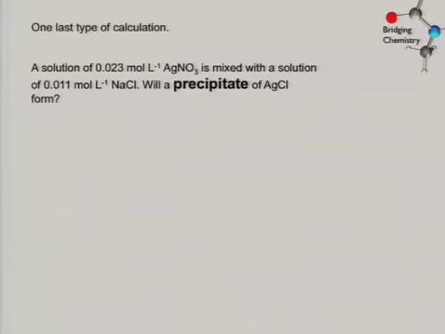Right? So, the question might go like this. If you have a solution of 0.023 mole per litre silver nitrate, and you mix it with a solution of 0.011 moles per litre sodium chloride, will you form a precipitate of silver chloride or not? Right? Because it won't always happen. Even though you've got silver ions and chloride ions there, you won't necessarily get a precipitate. But it's oftentimes useful to you to know if you will. Right? So, how do we go about doing this?